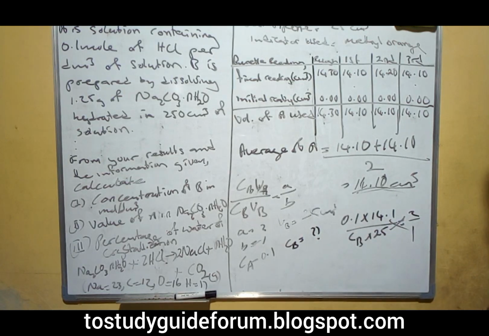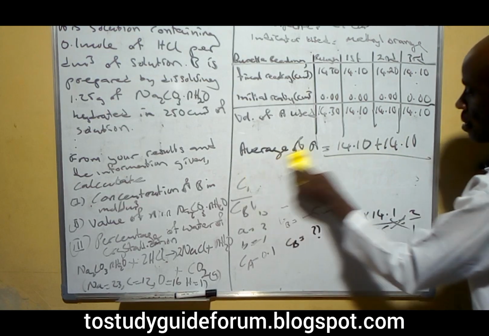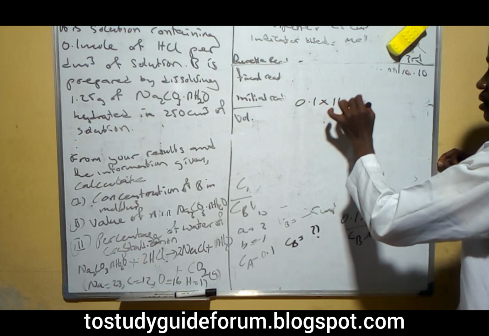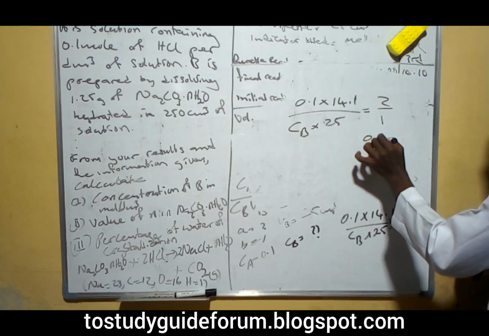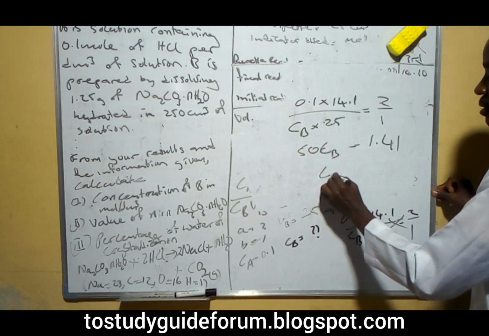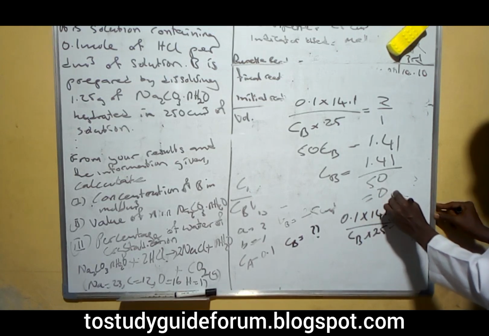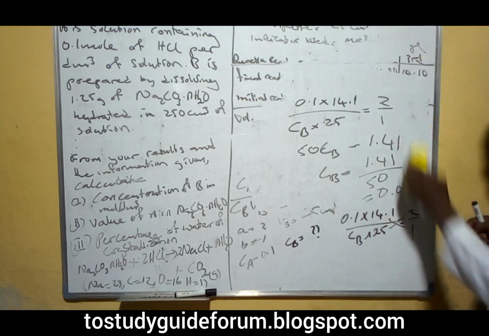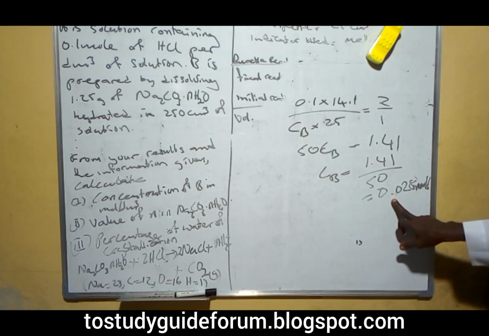Then when we cross multiply, we'll have 0.1 times 14.1 all over CB times 25, equal to 2 over 1. Crossing over, this will give 1.41 equal to 50 times CB. CB will then be 1.41 over 50, and that will give us 0.028 mole per dm³. So this is what we have, 0.028 mole per dm³.